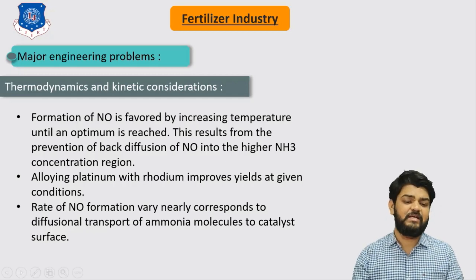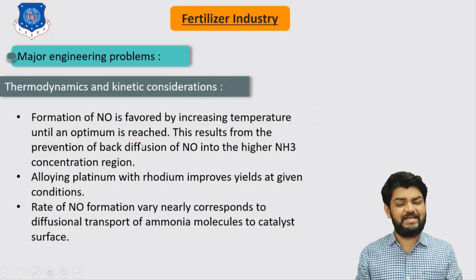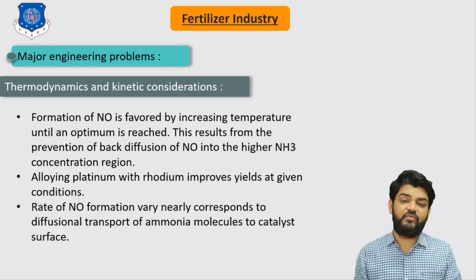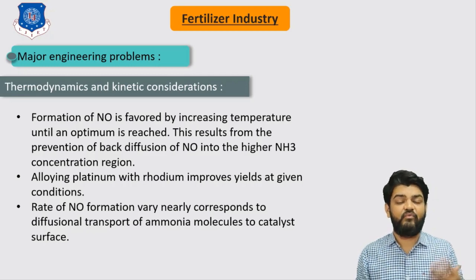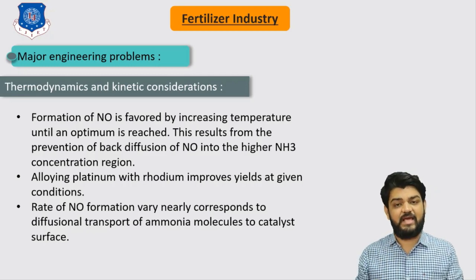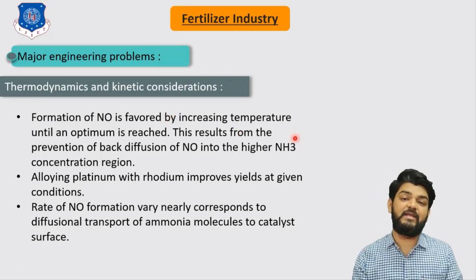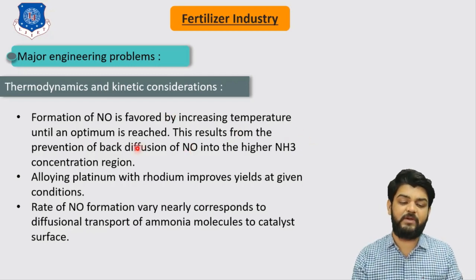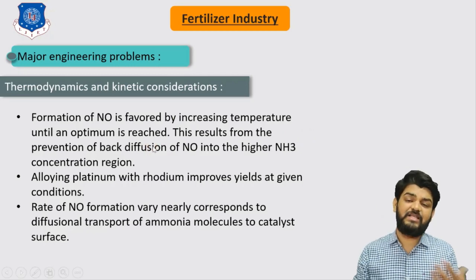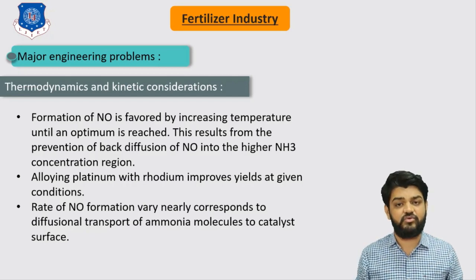As you can see, the formation of NO is favored by an increase in temperature until an optimum is reached. So equilibrium conditions are favored when we increase the temperature in the first reaction, the initiation reaction, where we combine ammonia with air. The oxidation of ammonia is favored by the increment in temperature, but only until the optimum temperature is reached. After that, if you increase the temperature, your reaction rate will be reduced.